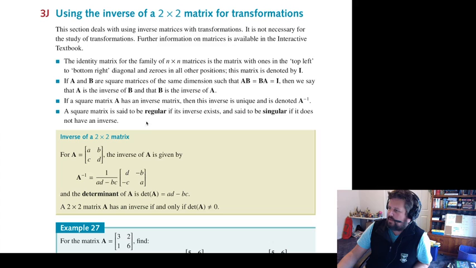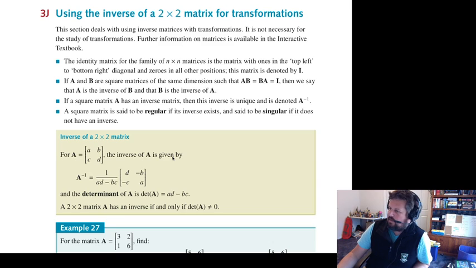It says here a square matrix is said to be regular if its inverse exists, and is said to be singular if it does not have an inverse. Now, again, here is how you go about getting the inverse of a 2x2 matrix. By hand, you would only ever be asked to get the inverse of a 2x2 matrix. If you had to do something larger like a 3x3, then you can use your CAS calculator to do that. You'd pop in the matrix, do the matrix to the power of -1, and it will work it out for you. But by hand, we can really only do in this course a 2x2 matrix.